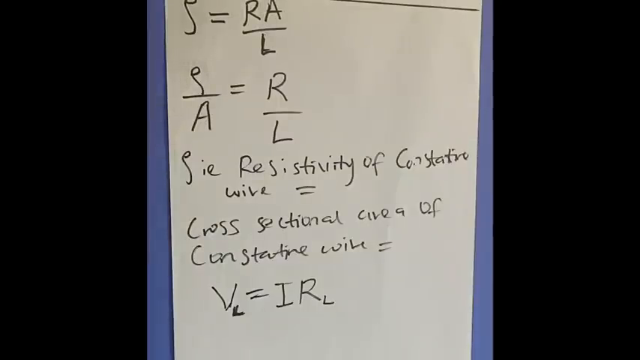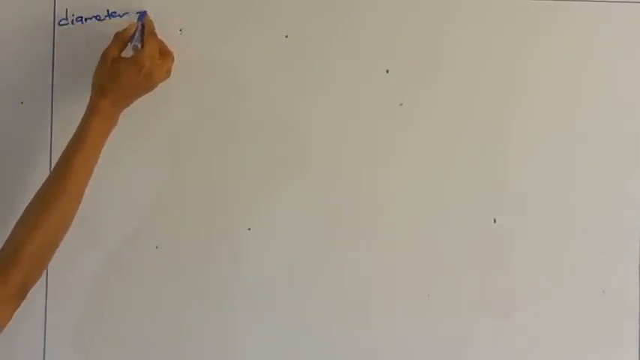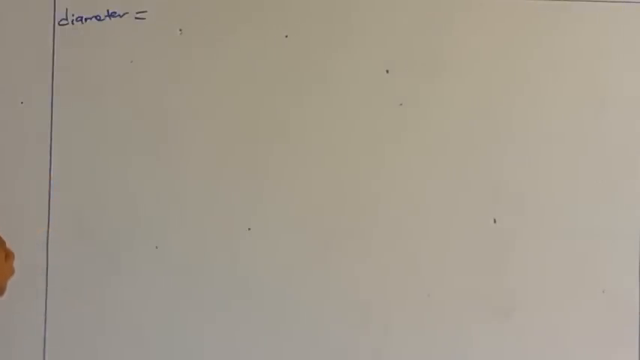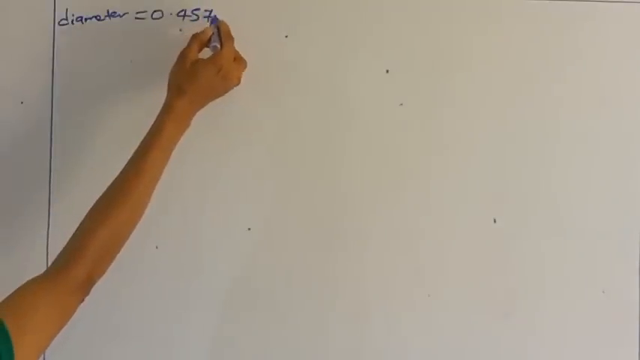Remember that the Constantine wire we are using is that of SWG 26. For a wire of SWG 26, the diameter is 0.457 millimeter. The diameter of the wire is 0.457 millimeter.